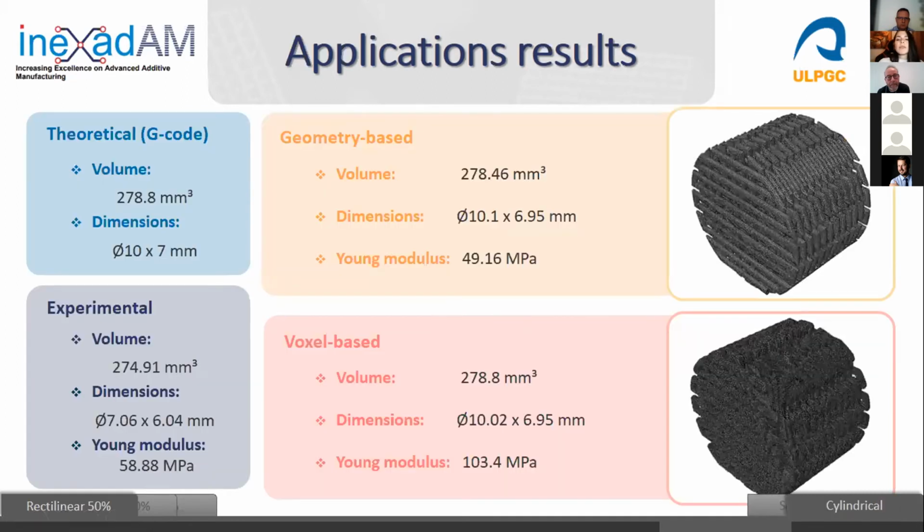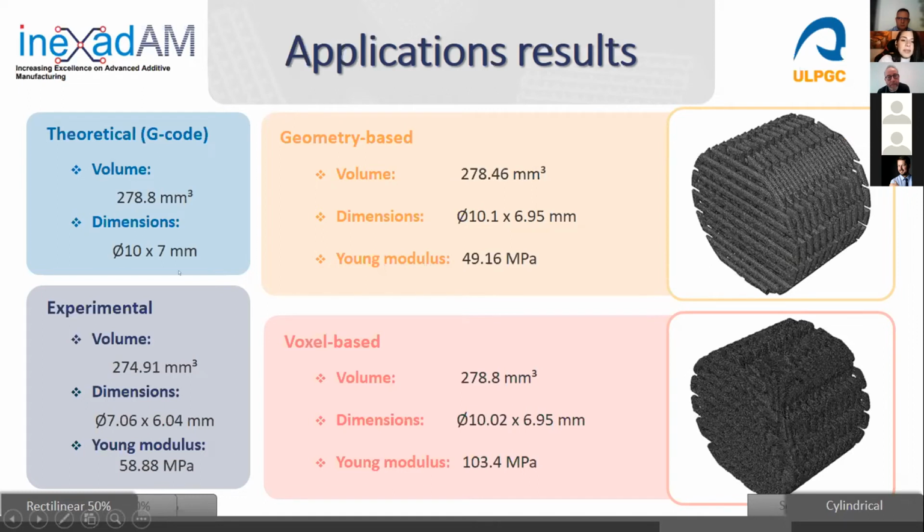In order to compare with another application with other geometrical part, and also to compare if the pattern or the porosity are relevant in the results, we also simulate the cylindrical rectilinear pattern scaffold with 50% porosity. And here we can observe that the dimensions of the models are similar to the theoretical. But if we compare these dimensions with the experimental one, the printed part is too different. The volume is almost the same.